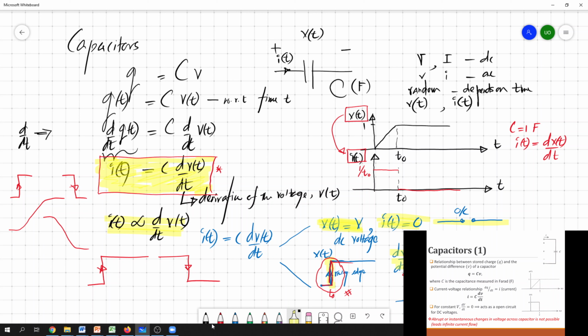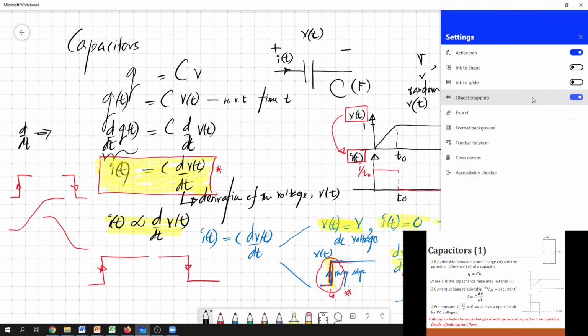So we identify that capacitors cannot handle rapid or sharp edges in the voltage because it basically gives infinite current. Okay, this is the very basics of the capacitor.